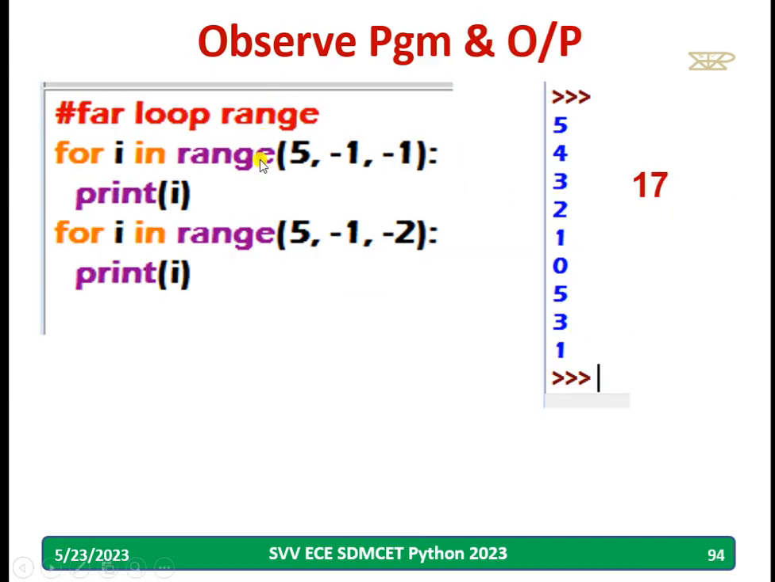Observe the program and observe the output. I am taking 5 to minus 1, step is minus 1. 5 to minus 1, step is minus 2. Pause the video, see the output and understand how it executes. It is doing minus 1, minus 1, minus 1: 5, 4, 3. Here, minus 2 is doing 5, 3, 1, like that.